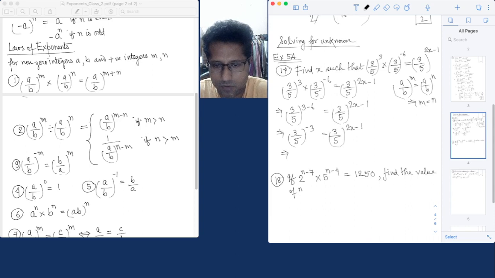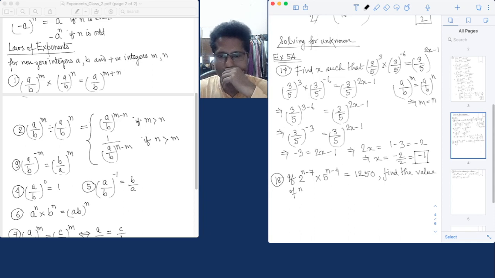So this one exponential form has been equated to another exponential form where both have the same base 3 by 5. So their powers should be equal. So this implies minus 3 should be equal to 2x minus 1. And solving this, we get that 2x equals 1 minus 3, that is minus 2. This implies x equals minus 2 divided by 2, that is minus 1. So minus 1 is the answer. x equals minus 1.